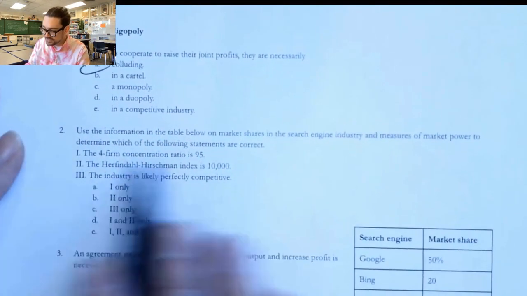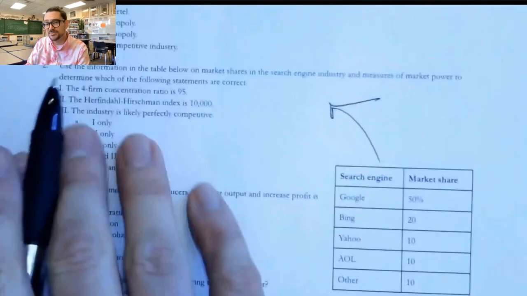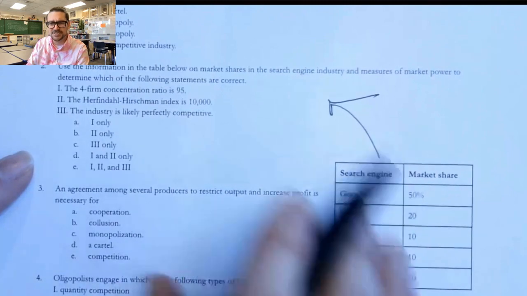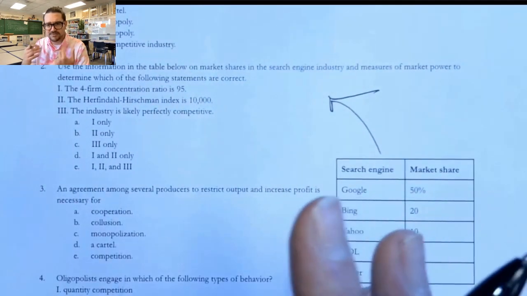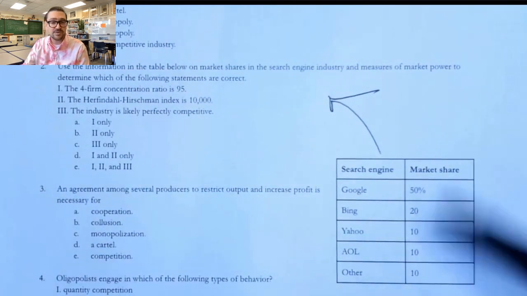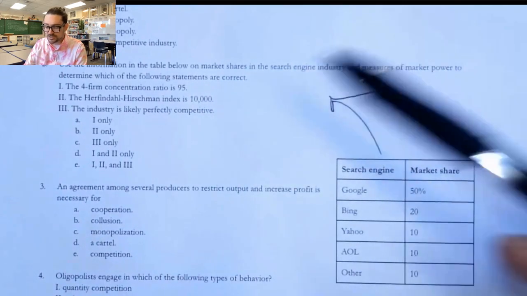Now, I changed this table, and for some reason the table should be a little bit farther up. I changed this table from the textbook because it's a complicated set of numbers in the textbook, and frankly, they're just too hard to do without actually having a calculator. But these you could do without a calculator. So I have changed this question, and this is how it appears on quizzes. Which of the statements are correct with this table?